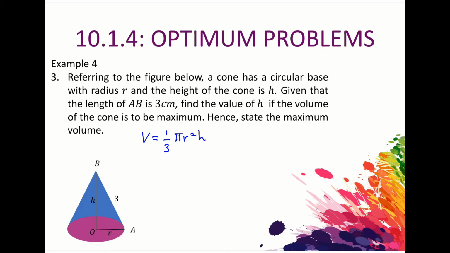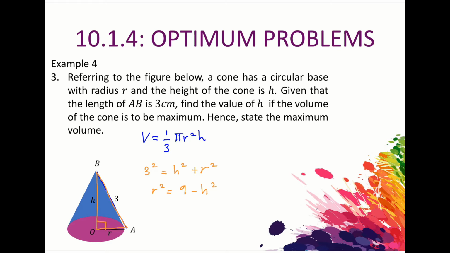From the diagram, we can see that there is a right angle triangle here. So this right angle triangle can be represented in Pythagoras theorem, which is 3 squared is equal to h squared plus r squared. So since we want to express r squared in terms of h, r squared is equal to 9 minus h squared.